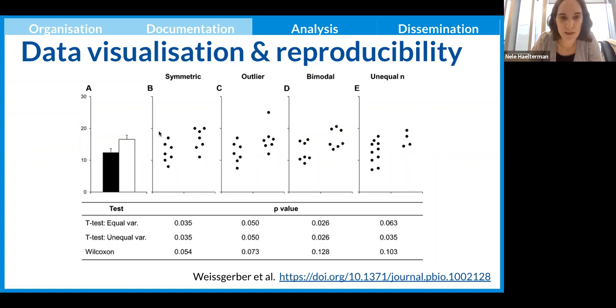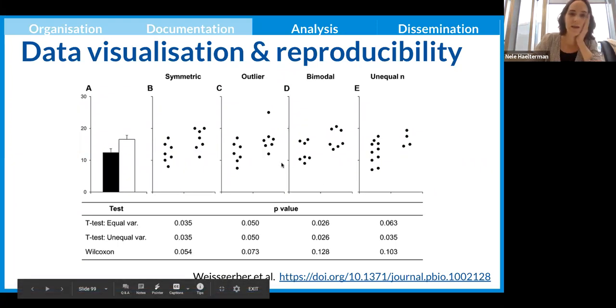In panel D, you can see that the data is bimodally distributed. So there might actually be a confounding factor that underlies this difference here. Like, for instance, sex might have an effect on whether your values are lower or higher here. And then in the last panel, you can see that there are different numbers of samples in the two groups. So you might not be representing the variability of your data set properly in the second group, and this might change the outcome of your analysis.